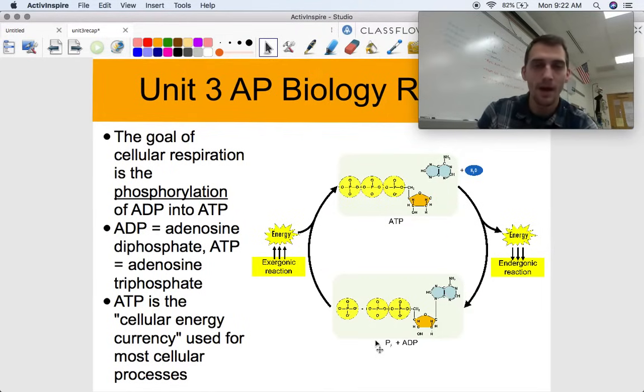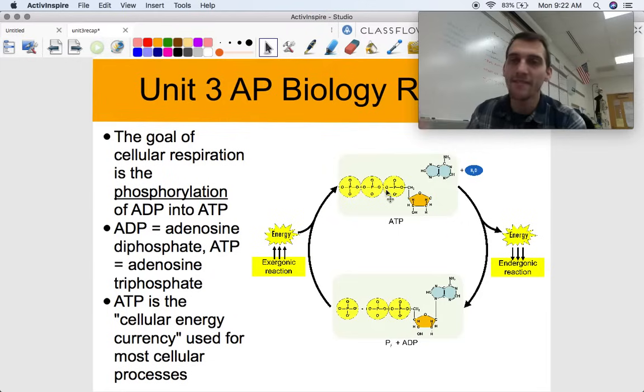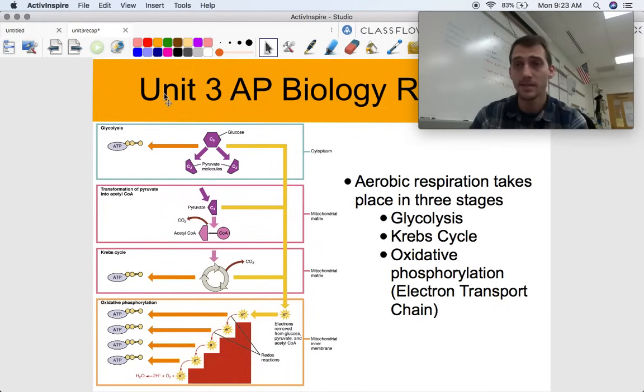That's ADP. And what we're trying to do through cellular respiration is provide enough energy to add this 3rd phosphate to ADP to make ATP. And ATP can be used by cells to do whatever they want. They can control how they use ATP and how they use that energy. So that's our goal here, to make ADP into ATP, and that's called phosphorylation. As I put down here, it is the cellular energy currency for most cellular processes. You really can't do anything without ATP. Super important stuff. Active transport being one.